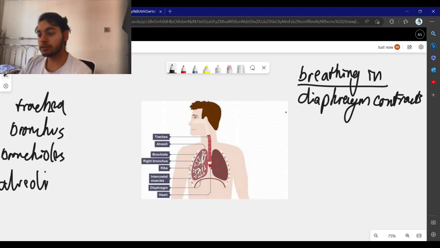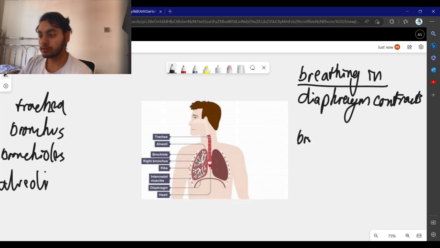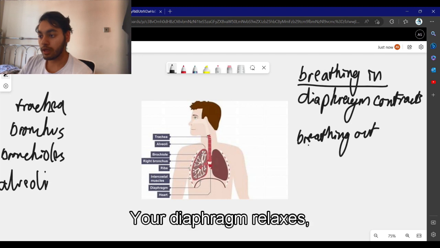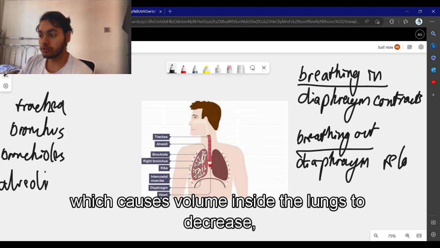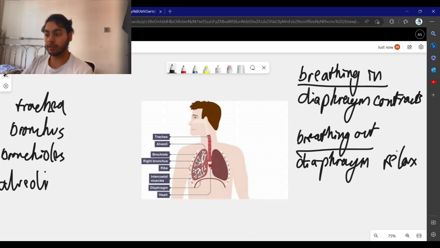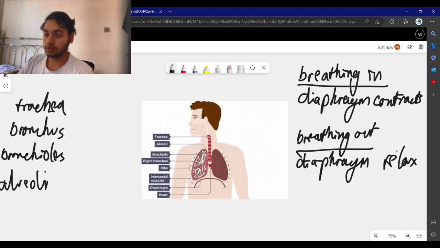And then when breathing out, it is essentially the opposite. Your diaphragm relaxes, which causes volume inside the lungs to decrease since it gets pushed up, and then as a result the pressure increases and air is forced out of the lungs.